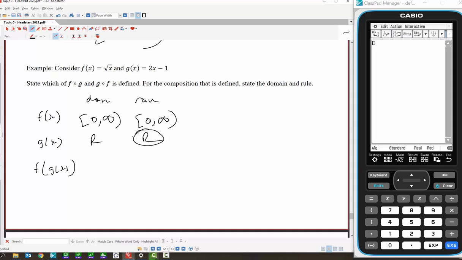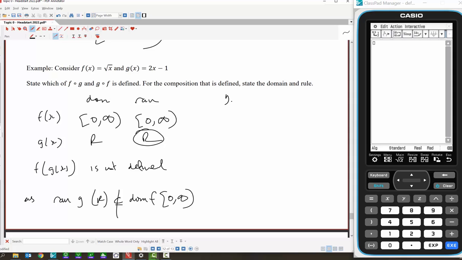So that's a problem. This composition is not going to work, because it will produce things that it won't accept. Therefore, we say that it's not defined, as the range of g, which is all real numbers, is not a subset of the domain of f, which is 0 to positive infinity. So f(g(x)) is not going to work.